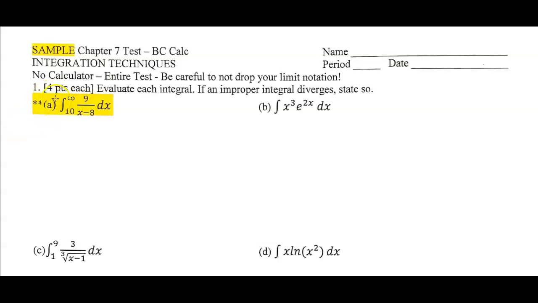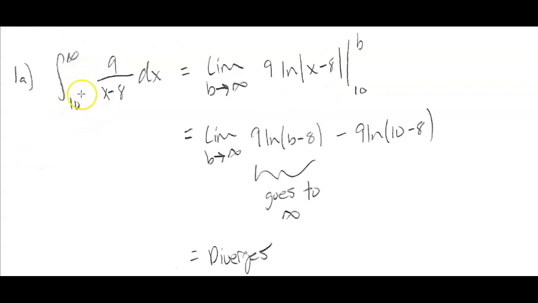All right, so first one: integral from 10 to infinity of 9 over x minus 8 dx. So there it is right here. What we do is we integrate this thing, and I use limit notation. I have to use limit notation anytime I have an infinity. Typically we do an A or a B, A for the lower bound, B for the upper bound. So you can see here infinity is the upper bound, so I go to the limit as B goes to infinity. And what I did here was I integrated this thing right here.